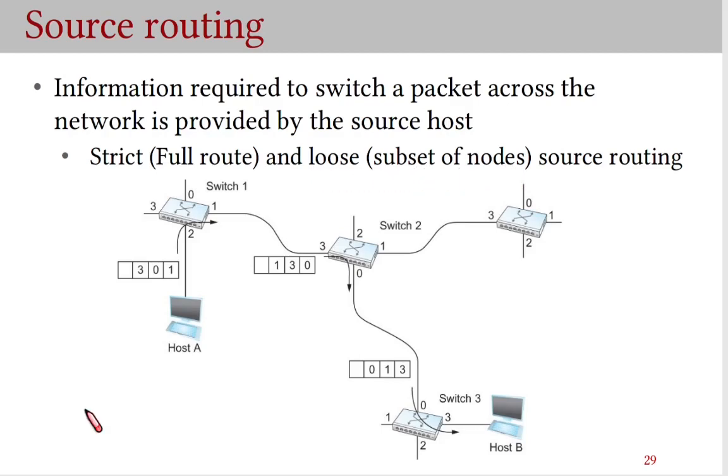Here is an example of strict source routing. So again, a message is originating at host A and it is supposed to be delivered to host B. And in this case, what host A is doing is identifying the ports to which its packets are to be forwarded by each of the switches encountered on the path. And this is to be read from right to left.